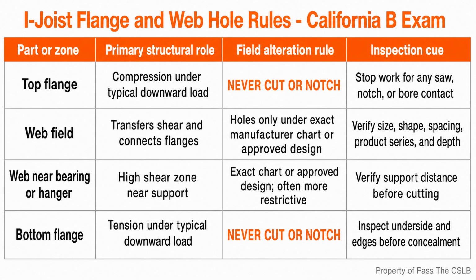Once I have the correct chart, I check the joist identification, depth, series, hole diameter, shape, distance from the support, and spacing from nearby openings. If the proposed route falls outside the published limit, I coordinate a different route or obtain a registered design professional's detail. That may mean a soffit, a chase, a shifted fixture connection, a revised duct shape, or a designed repair. The specific solution depends on the project. The non-negotiable part is that convenience does not become structural permission.